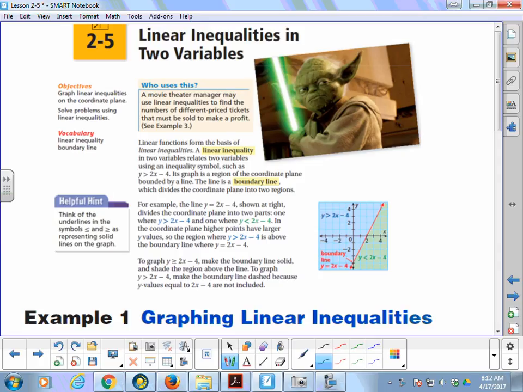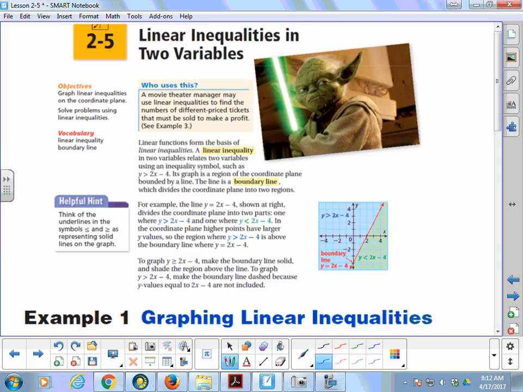Right? The linear inequality just means instead of an equal sign, we're going to have an inequality sign: less than or greater than or less than or equal to or greater than or equal to. And instead of our line just being a regular line, it's now going to become what's called a boundary line. And so our answer is either going to be above our boundary line or below our boundary line. Okay? Some of you might look at it and say, okay, it's left of it or right of it. But basically it's just a boundary line.